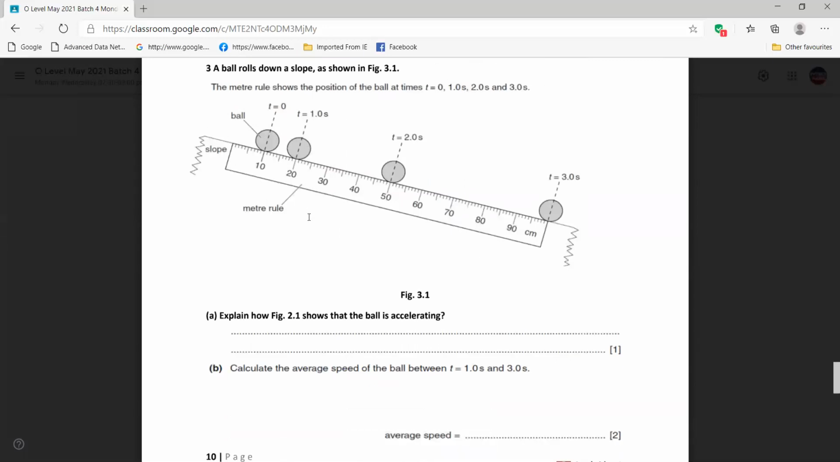Okay, question 3, sir. Can you read it? 3. A ball rolls down a shape as shown in figure 3.1. The meter rule shows the position of the ball at time t equal to 0, 1, 2 and 3. And we are given all that information in this diagram, figure 3.1. In question A, explain how figure 3.1 shows that the ball is accelerating.